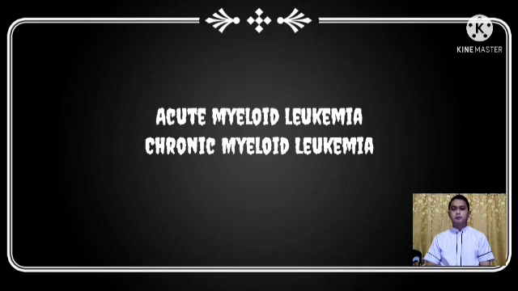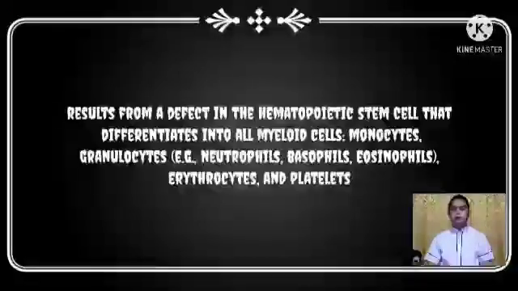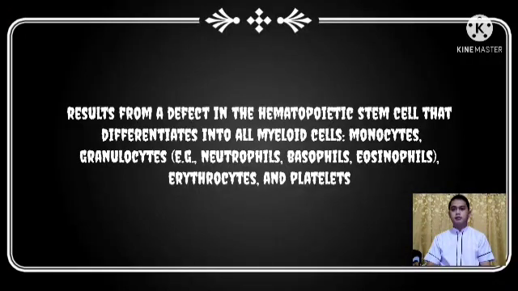So, first, the acute myeloid leukemia results from a defect in the hematopoietic stem cell that differentiates into all the myeloid cells. So, ito yung mga monocytes, the granulocytes, and the erythrocytes and platelets. So, ano nga ba yung monocytes? So, yung monocytes, ito yung type of leukocyte or the white blood cell. Ito yung largest type of leukocyte and can be differentiated into macrophage and conventional dendritic cells.